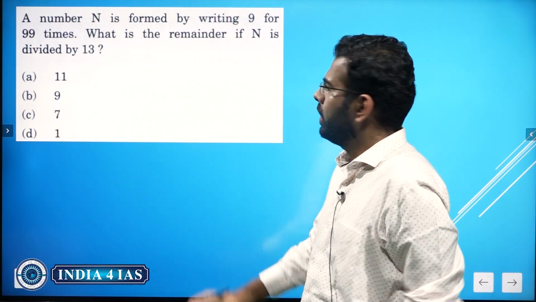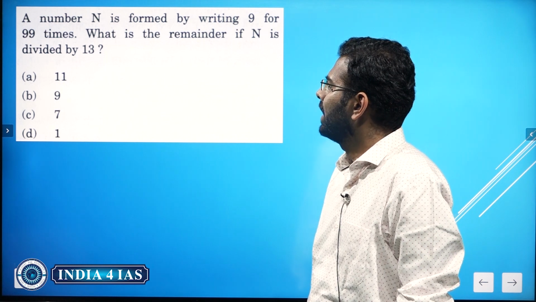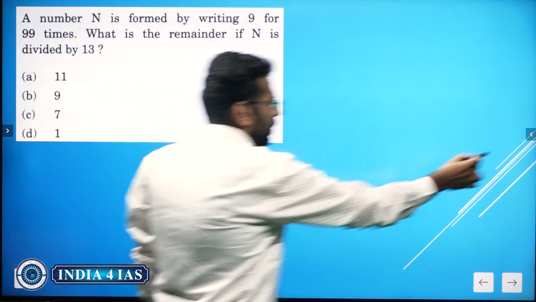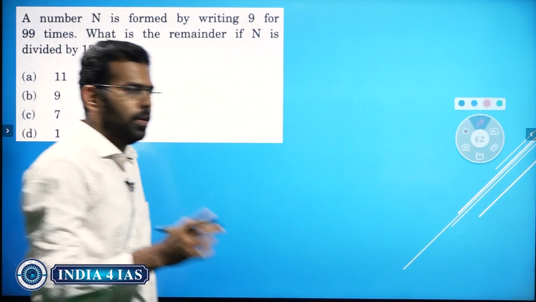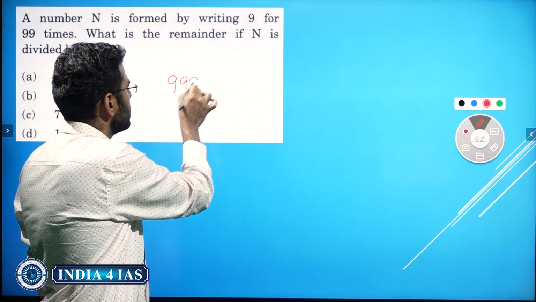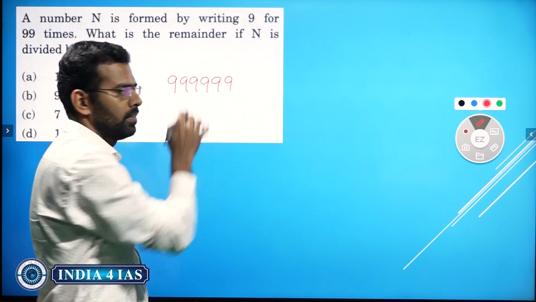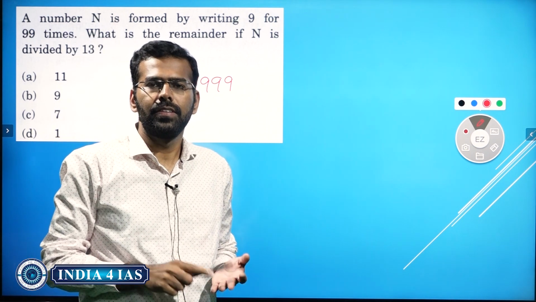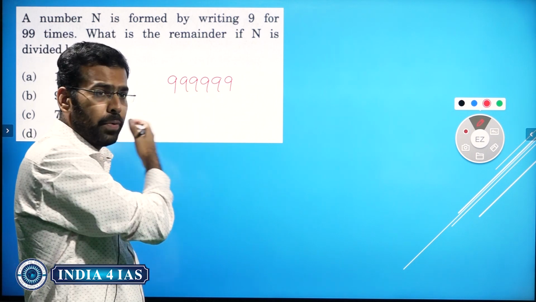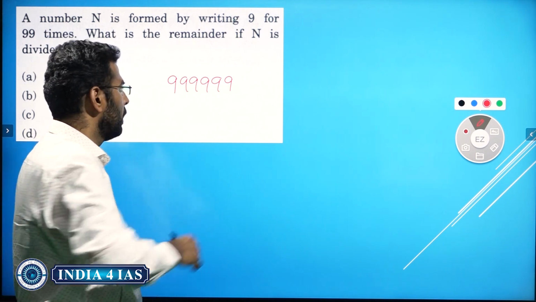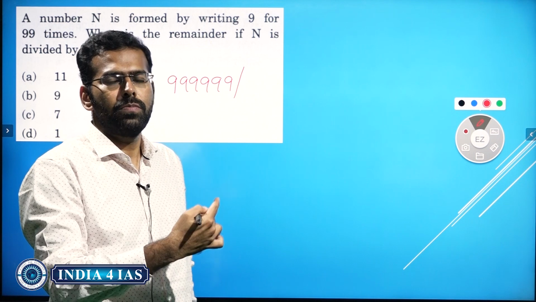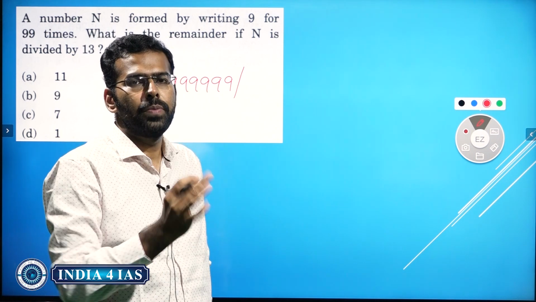Next, a number n is formed by writing 9 for 99 times. What is the remainder if n is divided by 13? So just always try to see, when a single digit is repeated for 6 times, then such a number will be divisible by 3, 7, 11, 13 and 37. Now, what they are saying is this 9 is repeated for 99 times. If you know that a single digit number repeated for 6 times or 12 times or 18 times, like that, such numbers will be divisible by 13.